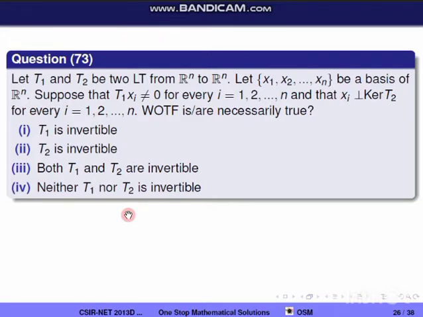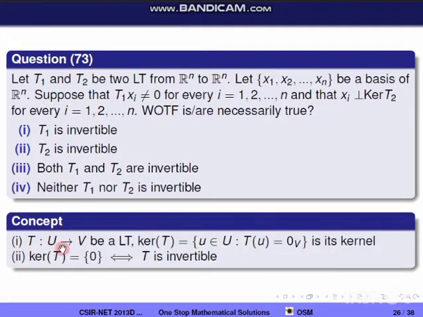Now we will look at the concepts used. T from U to V is a linear transformation.